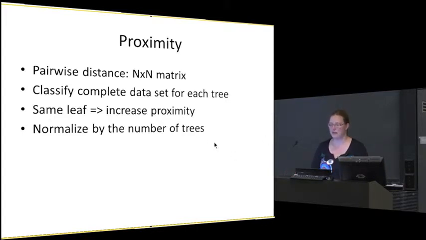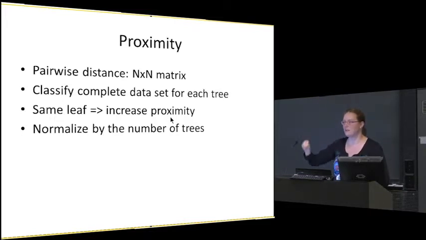And what it does is it has an n times n matrix, so it's huge, right? It's the number of data points times the number of data points, and it gives you the proximity between each pair of your data points. And what you do is you classify the complete data set for each tree, and if the points end up in the same leaf, then you increase their proximity because they're close to each other in the sense that they landed in the same cell in the feature space.